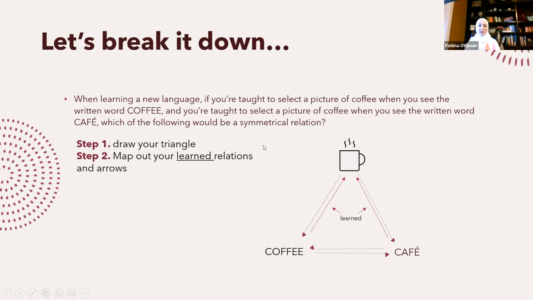Then you continue reading the question to see where your other taught relation is. You're also taught to select a picture of coffee when you see the written word cafe, sorry. So we know that you select the picture of coffee when you see the written word cafe. I'm going to start by drawing my arrow, because it says right there that I select the picture of coffee. And down here is your other sample stimulus, cafe. All right, we mapped out our learned relations and we drew our arrows.